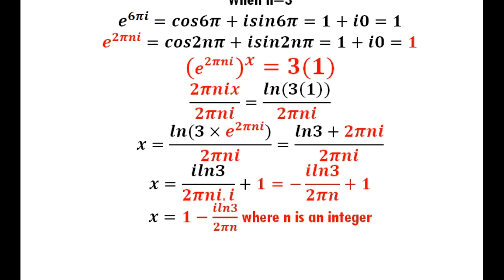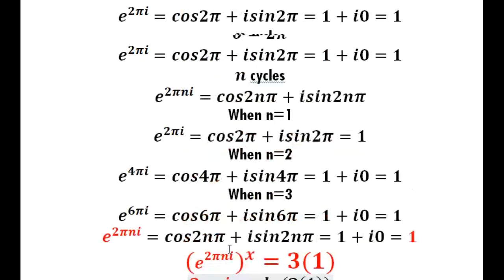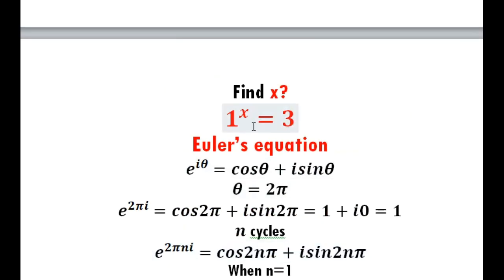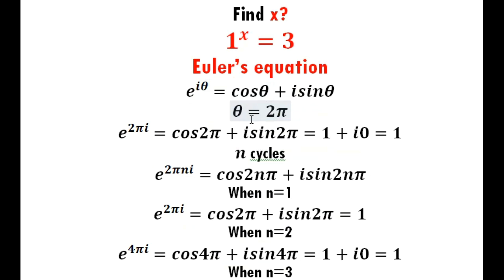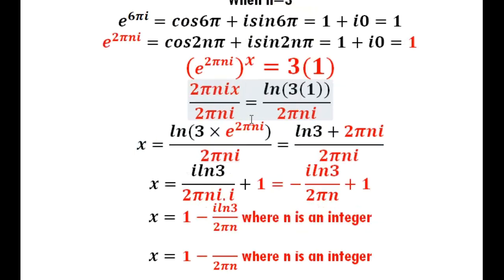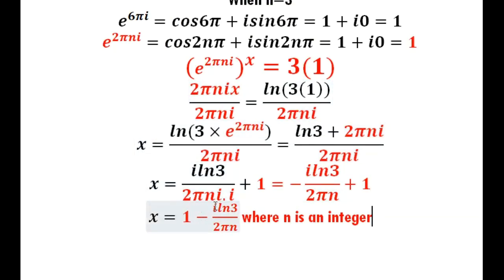Ladies and gentlemen, that is how to solve for x in the given problem: when 1 raised to power x is equal to 3, then the solution for x is 1 minus i ln of 3 over 2πn, where n is an integer.